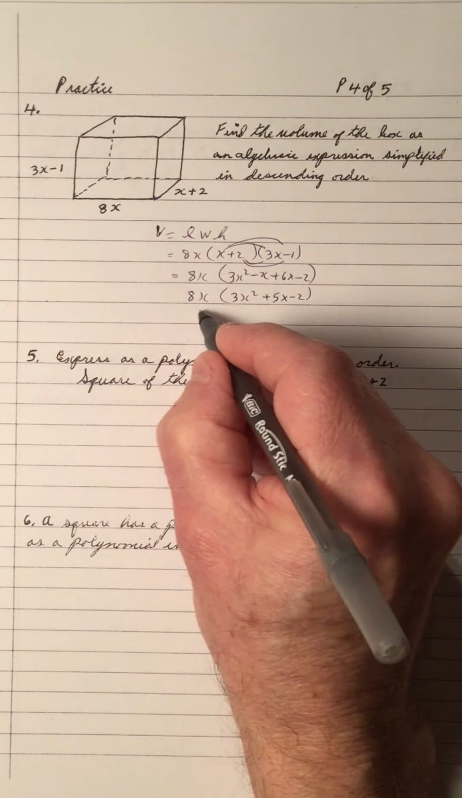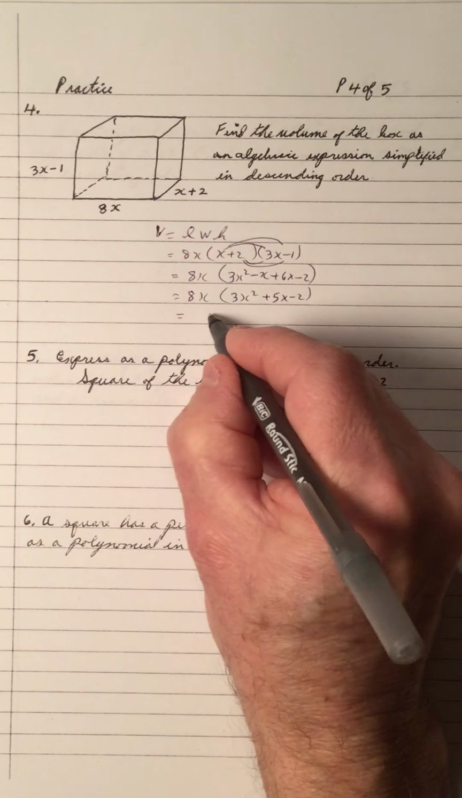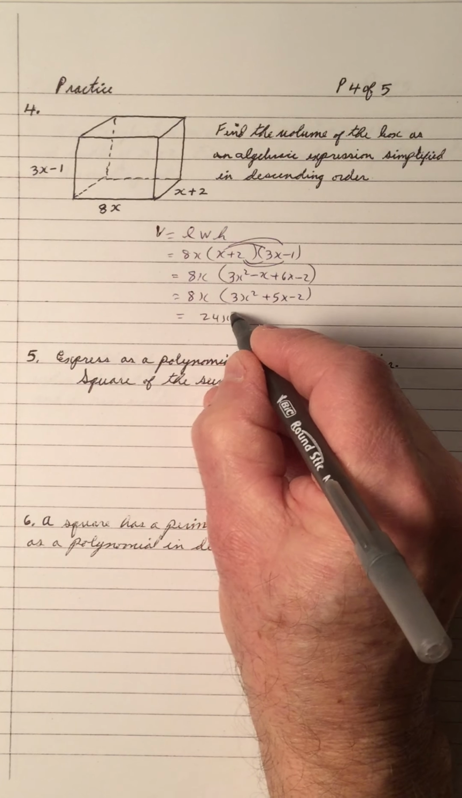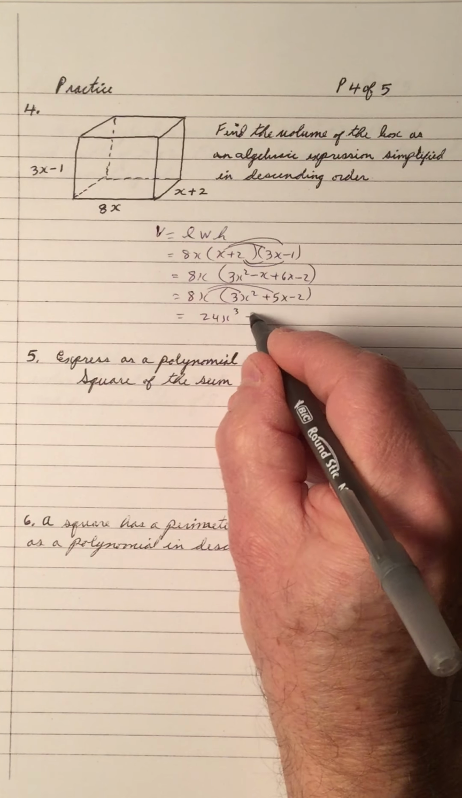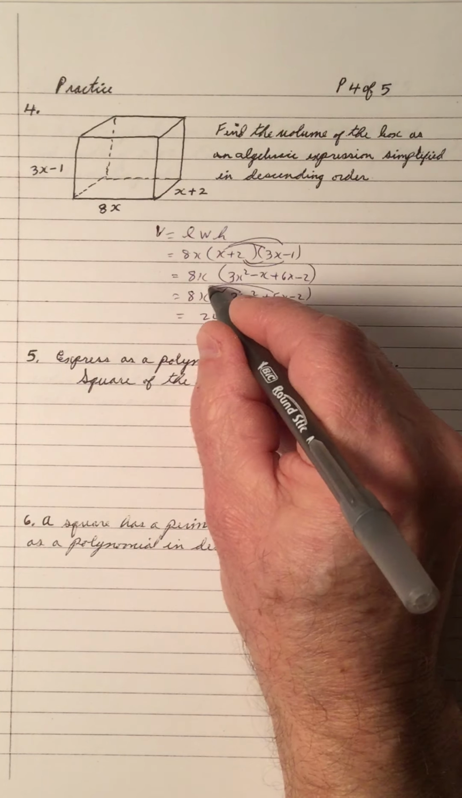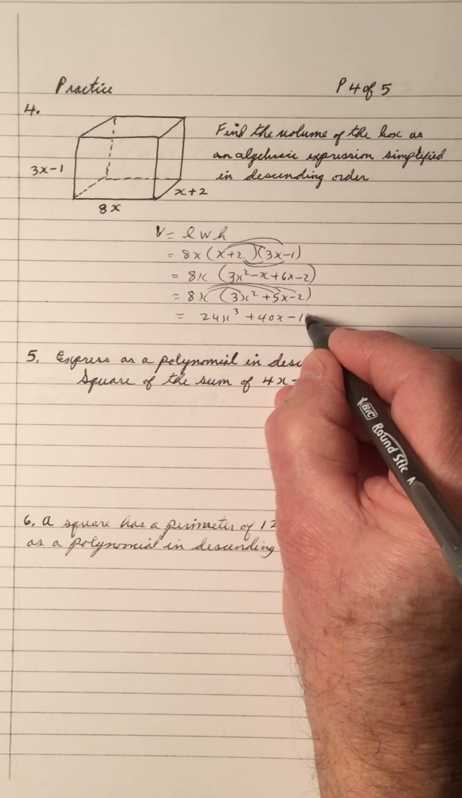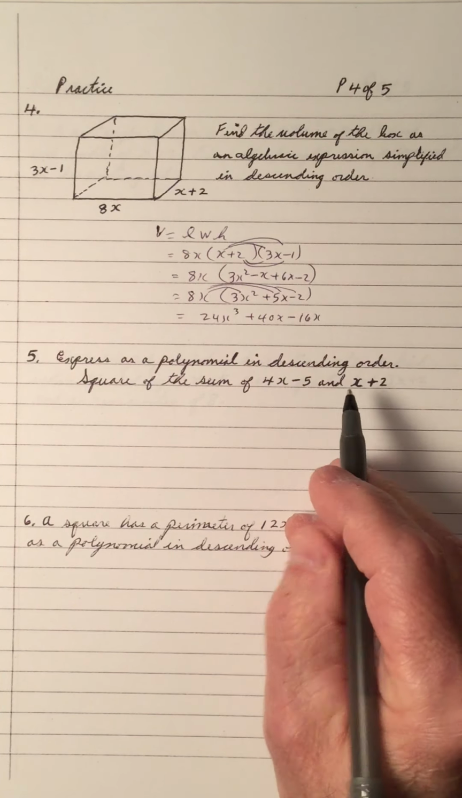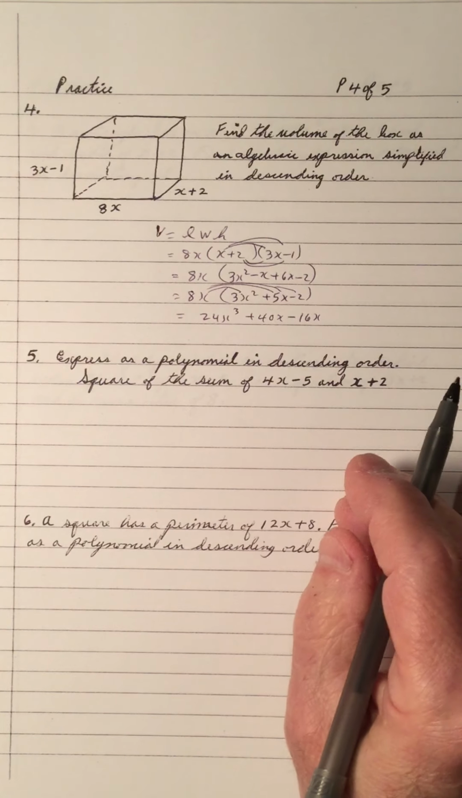Add up the x's. Now you multiply by 8x. 8x times the 3x squared, 24x cubed. 8x times 5x, 40x squared. 8x times negative 2, negative 16x. Done. Volume means length times width times height, so you're doing 3 multiplications.